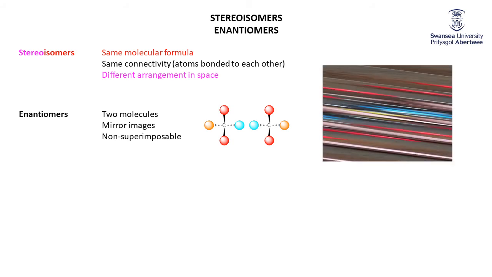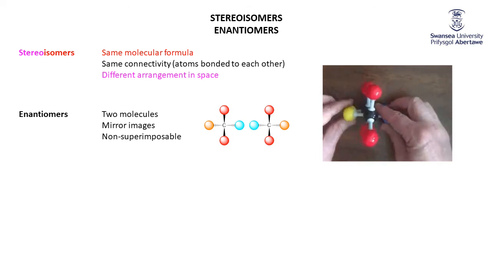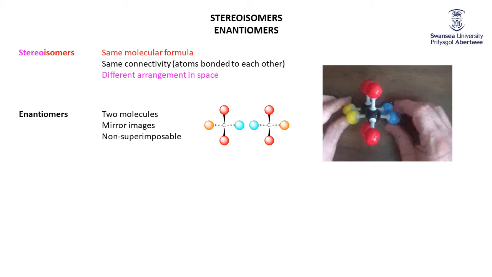Now I've got a little video that, if I can get it to work, will show superimposing those two molecules. They're mirror images, but they're not enantiomers. They're the same molecule because they are superimposable. So there we are, taking it there, rotating it around, and you can see that the yellow sits on the yellow, the blue sits on the blue, the reds sit on the reds. That's mirror images, but they are superimposable.